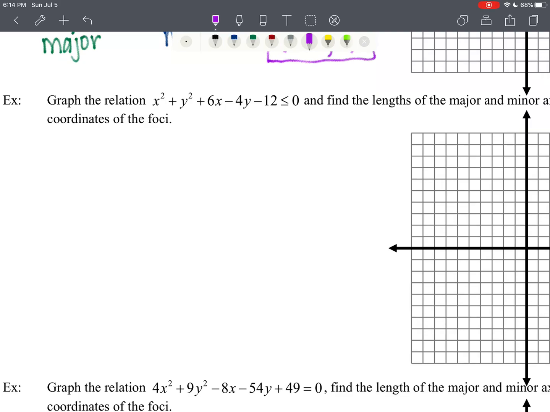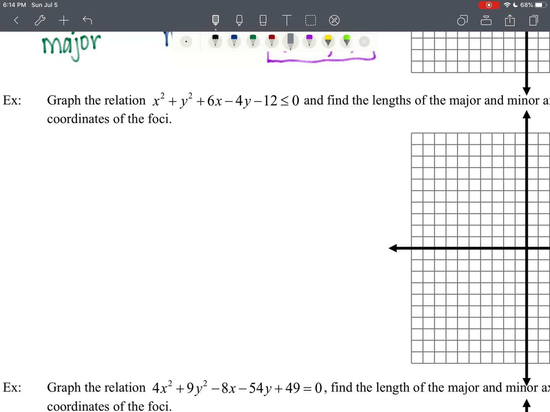Okay, let's graph x squared plus y squared plus 6x minus 4y minus 12 is less than or equal to 0. Now what I like to do in the beginning is determine what it is that I'm graphing before I start graphing. Am I graphing a parabola, an ellipse, a circle, or a hyperbola?